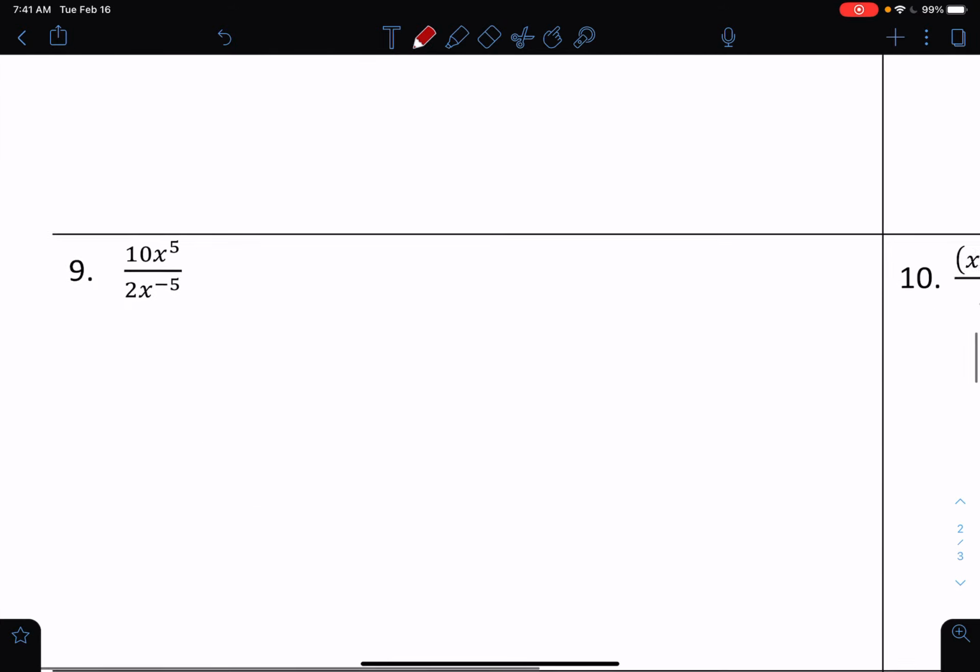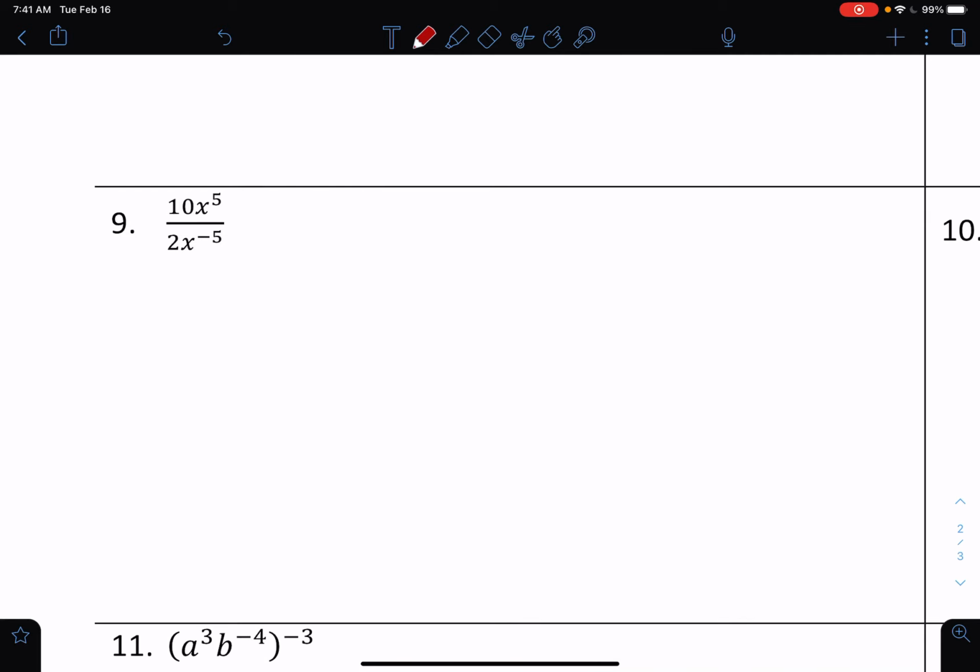Moving on to number 9. So here we've got numbers and variables. One thing that might be helpful is to split this up. So we've got 10 divided by 2 times x to the 5th divided by x to the negative 5th. At least to start, until we get more and more used to dealing with these types of problems, maybe split it up so that you have your like factors together, the numbers and the x's.